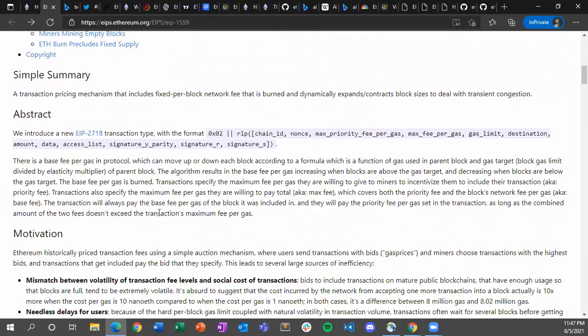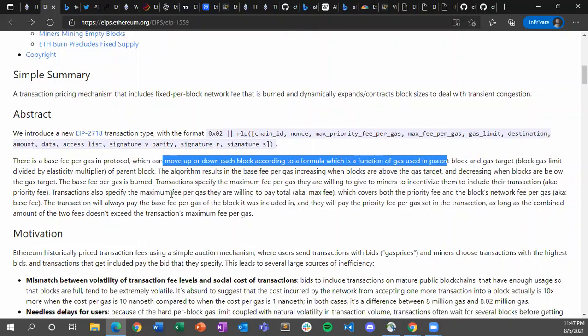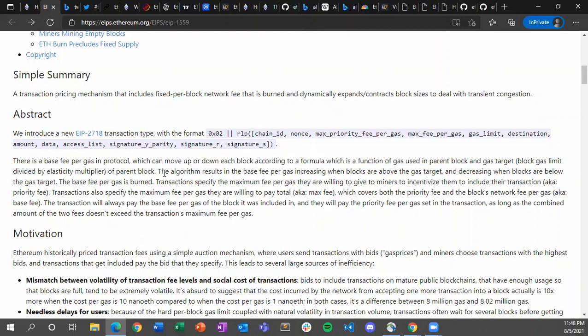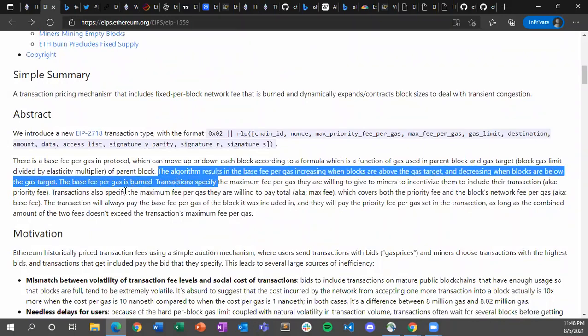So the key details here are that it's a base fee per gas in protocol, which can move up or down each block according to a formula, which is a function of gas used in parent block and gas target, which is the block gas limit divided by elasticity multiplier of the parent block. So again, we're dealing with dynamic block sizes and dynamic fees. So that algorithm results in the base fee per gas increasing when blocks are above the gas target and decreasing when blocks are below the target. And as mentioned before, the base fee per gas is burned, meaning there will be a decreasing supply of Ethereum, making Ethereum a deflationary currency.